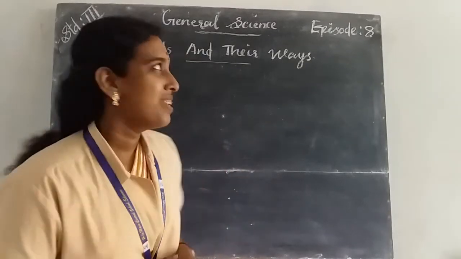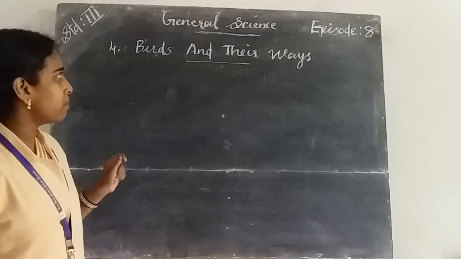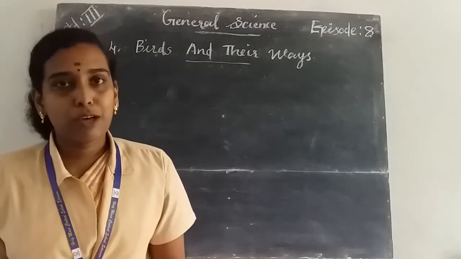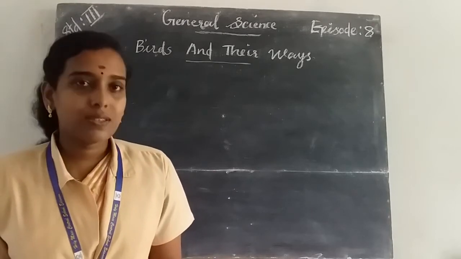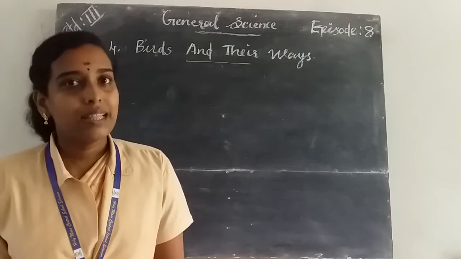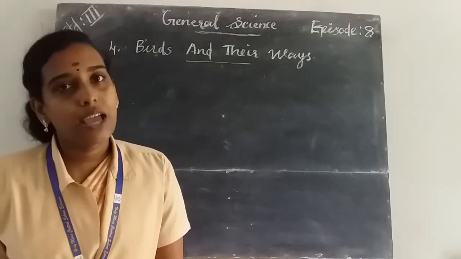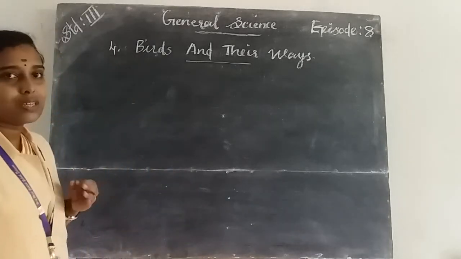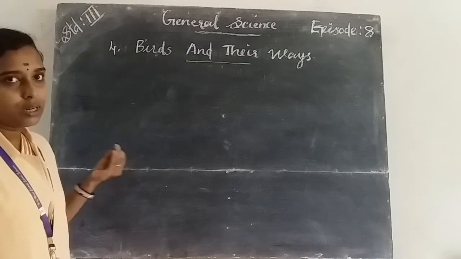Good morning. In the last class, we started our fourth chapter, Birds and Their Ways, and also studied how they fly and the movements of the wings of birds, that is upstroke and downstroke. We also studied different types of feathers. There are two types of feathers, down feathers and flight feathers. Down feathers are small and fluffy feathers which cover the bird's body and help to keep the bird warm.